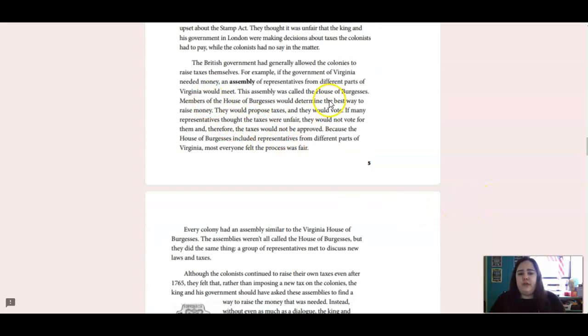The British government had generally allowed the colonies to raise taxes themselves. For example, if the government of Virginia needed money, an assembly of representatives from different parts of Virginia would meet. This assembly was called the House of Burgesses. Members of the House of Burgesses would determine the best way to raise money. They would propose taxes and then they would vote. If many representatives thought the taxes were unfair, they would not vote for them. Therefore, the taxes would not be approved. Because the House of Burgesses included representatives from different parts of Virginia, most everyone felt the process was fair.